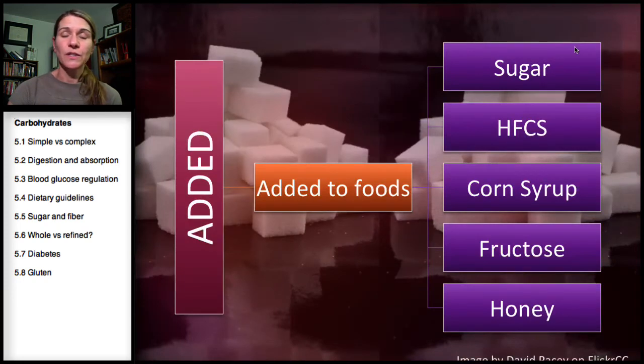So added sugar, we just went through these, but when you look on the package, you'll see sugar, high fructose corn syrup, other corn syrups, fructose and honey. And again, when fructose and honey are added to products, they are added sugars.